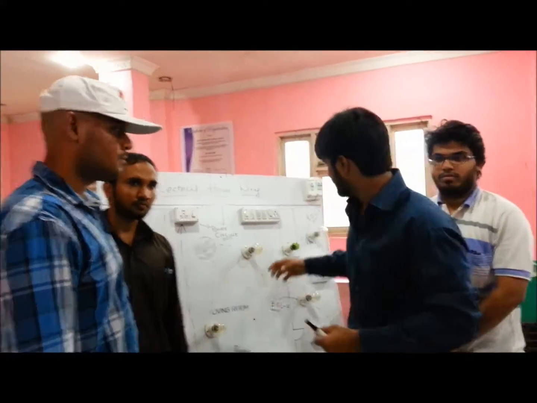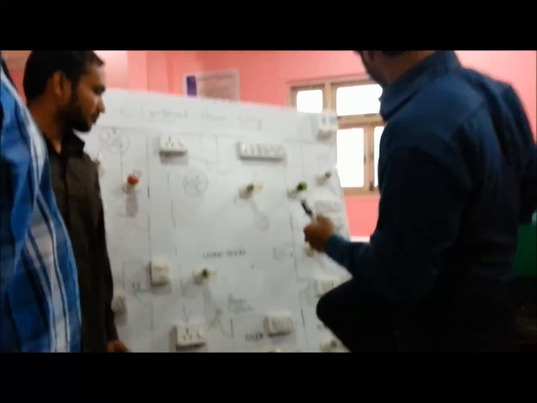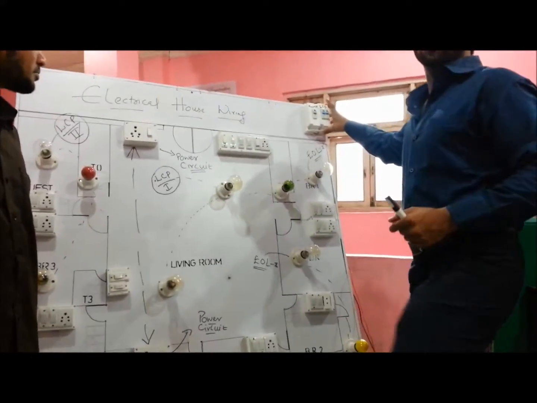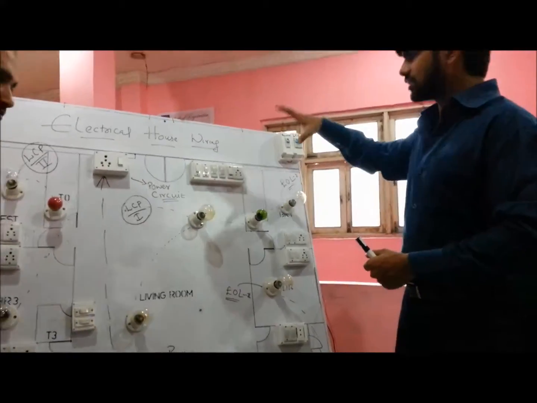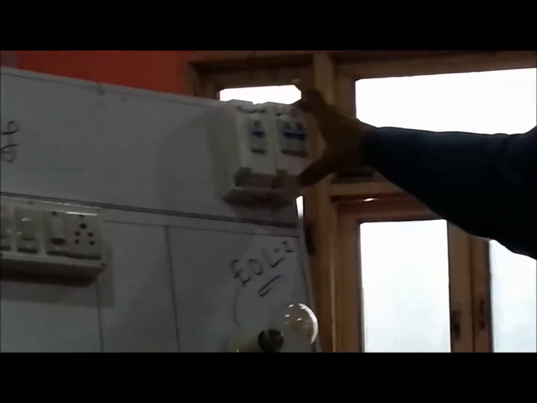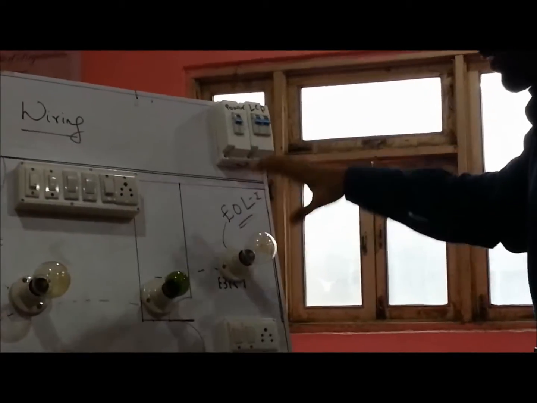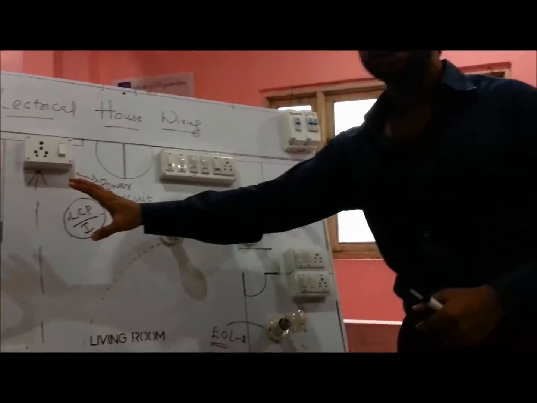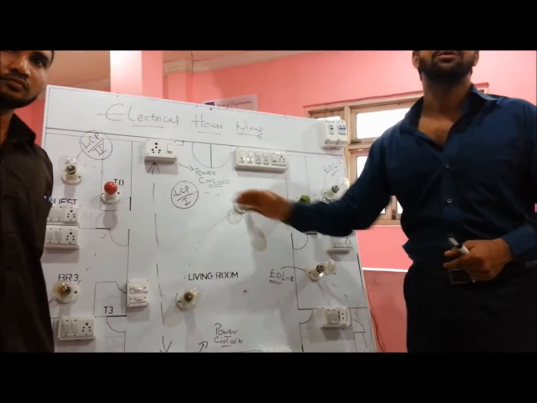So here, when we come onto the circuit board, this is the main control panel with respect to the board given. Here, this is LCP. LCP means lighting circuit panel, and this is the power panel. With the lighting circuit panel, we are controlling this total board. This board has more than 21 points.